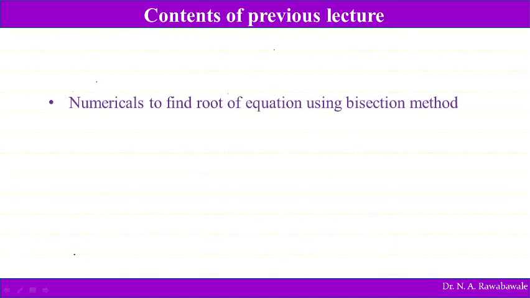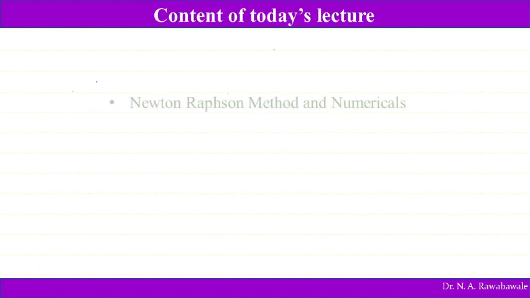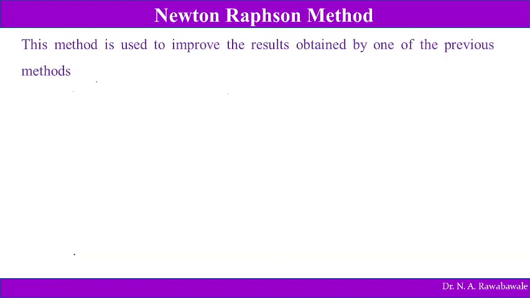In the previous lecture we discussed numericals to find the root of an equation using the bisection method. Now today we are going to discuss the Newton Raphson method and the numericals to find the roots of an equation. This method is generally used to improve the results obtained by one of the previous methods, the bracketing methods. This is not a bracketing method.